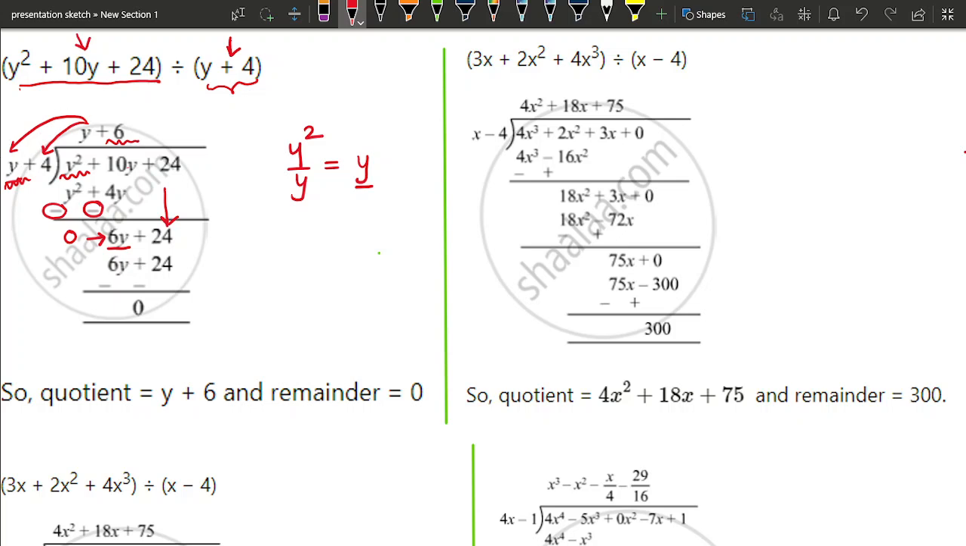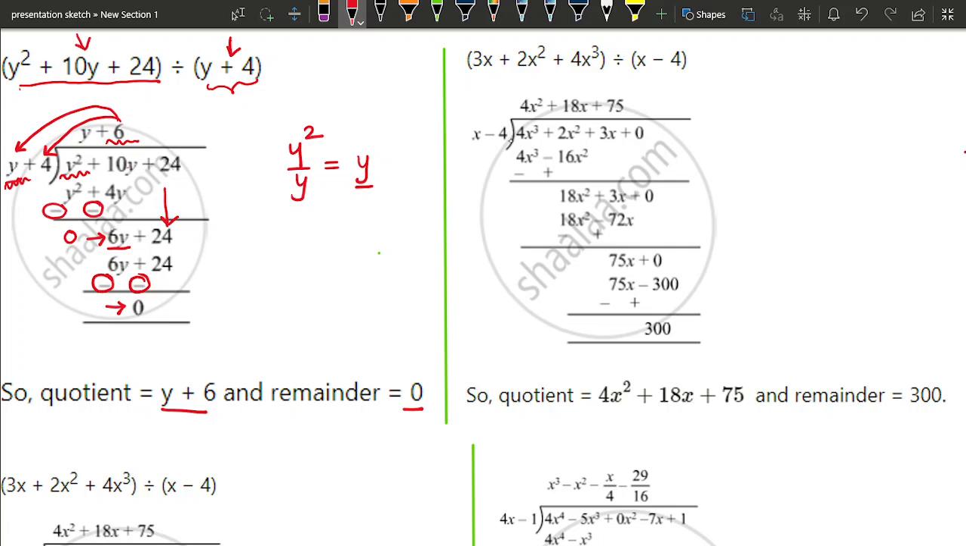Now this new term, which is written in the quotient, is going to multiply both the terms of the divisor, and those terms are to be subtracted. That is, 6 into y will give you 6y, and 6 into 4 will give you plus 24. Again here you will have to change the sign, since it is a subtraction process, but then since both the terms are the same, the remainder has to be nothing but 0. So the quotient is y plus 6, remainder is 0.